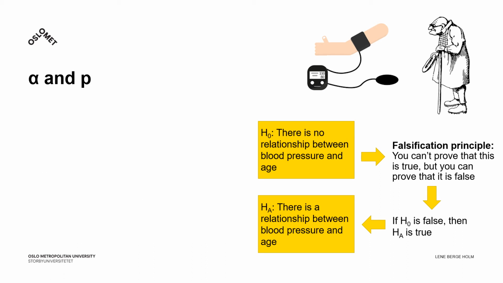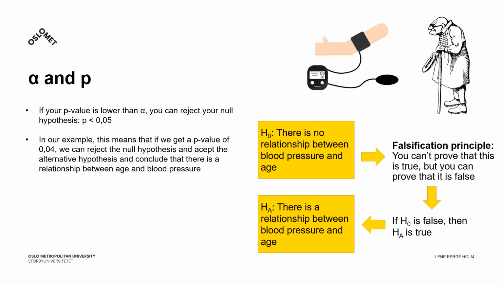And now over to the relationship between the significance level alpha and your p-value. If your p-value is lower than the significance level, you can reject your null hypothesis. You will say that your p-value is lower than 0.05. In our example, this means that if we get a p-value of 0.04, we can reject the null hypothesis and accept the alternative hypothesis and conclude that there is a relationship between age and blood pressure.